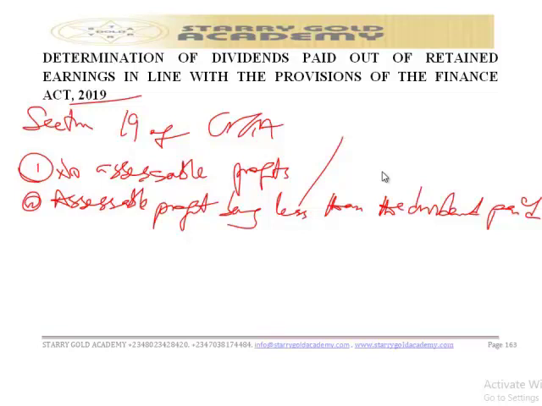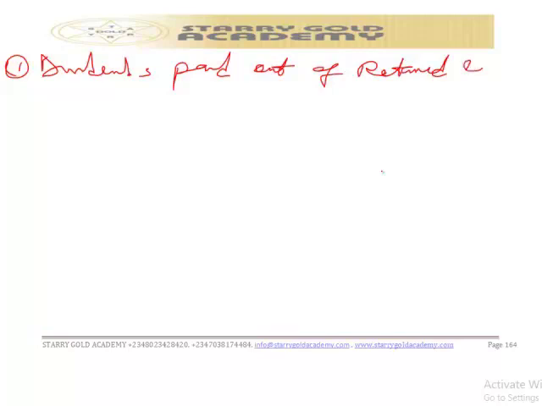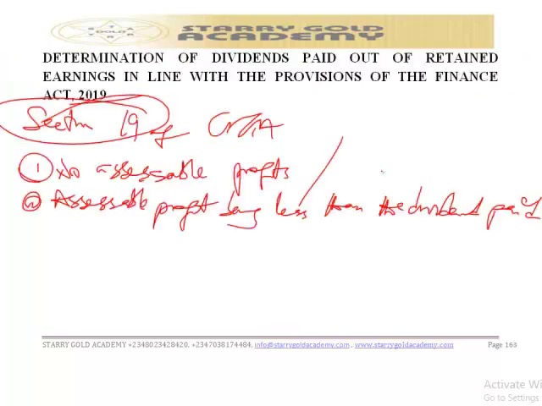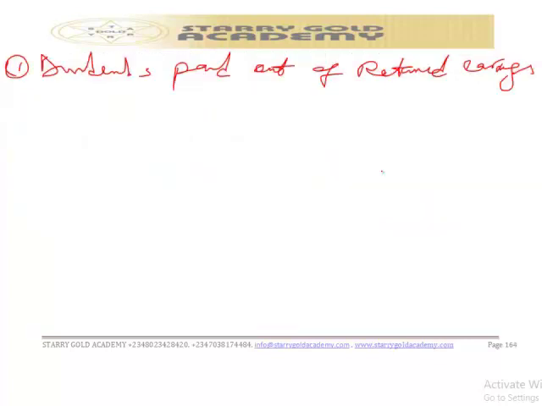However, the Finance Act of 2019 excludes the following classes of dividend from the treatment of section 19 of SITA. And these are: one, dividend paid out of retained earnings.